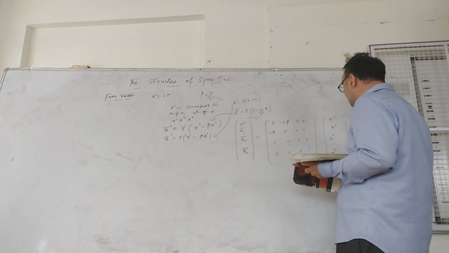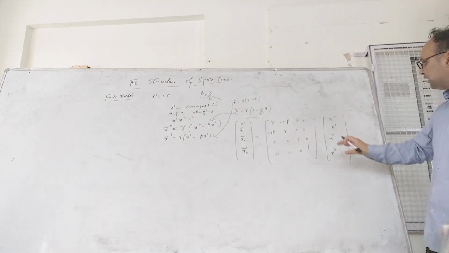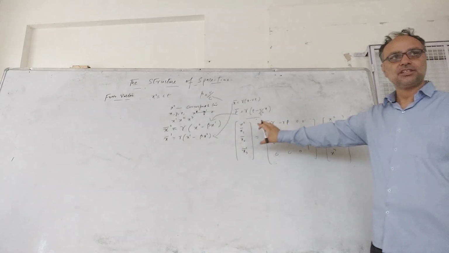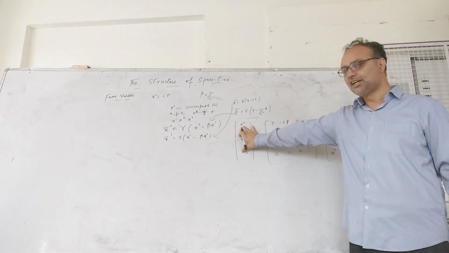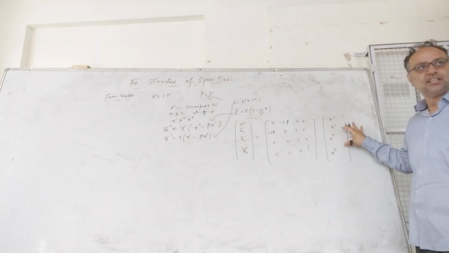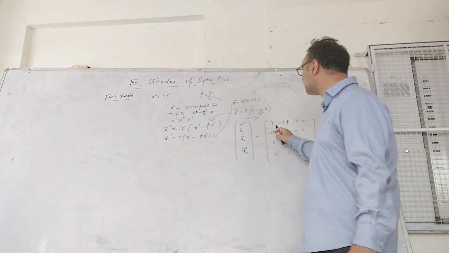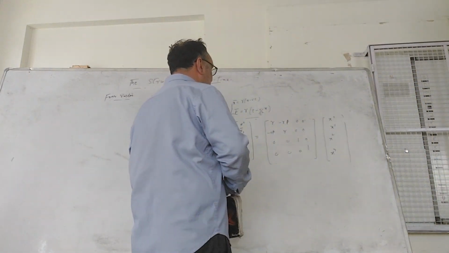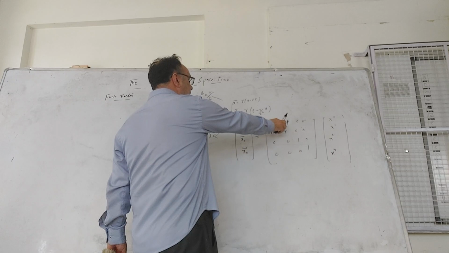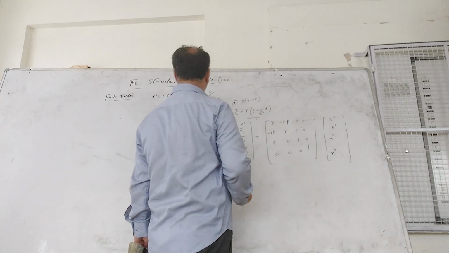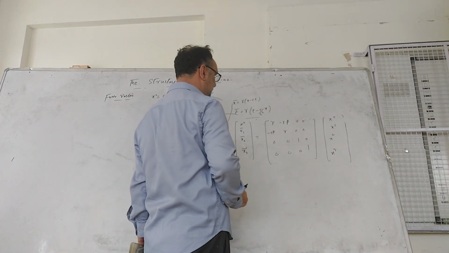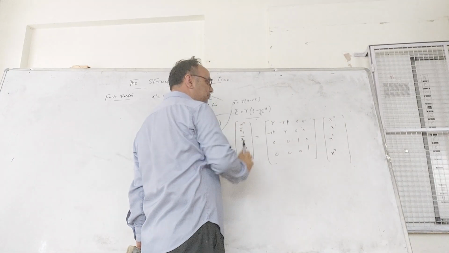x0, x1, x2 and x3. So this coordinate is related to this one. So this is in one frame, this is in another. And these are the Lorentz transformations, in terms of gamma and beta. And x0 is the time coordinate.